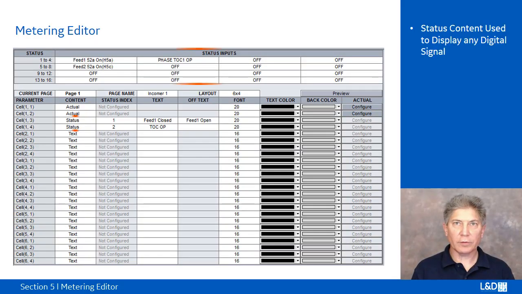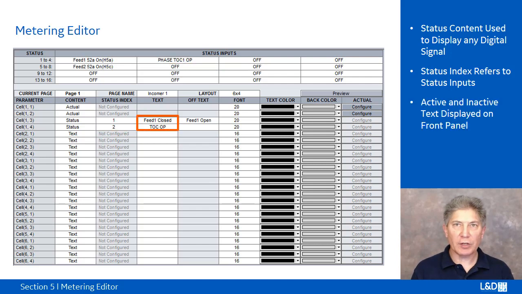When the content is configured for status, you'll indicate in the status index which one of the 16 user-defined inputs will be used. The status index selection refers to one of the 16 user-defined inputs. In the first example, we are monitoring the status of a contact input. In the second example, we are monitoring the status of the timed over current operate flag. In the text column, you can enter the text that you would like to see when the associated item is active. The off text is the text you would like to see when the associated item is inactive.